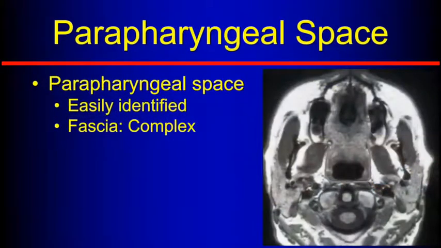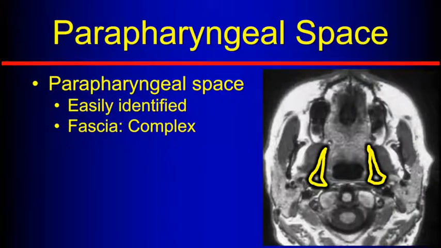So I'm going to take this same axial T1 image without contrast, and I'm going to outline all of these spaces for the suprahyoid neck. We're going to look at graphics, and we're going to look at CT and MRI of this anatomy and talk about what lives in each of these spaces as we go through the extracranial head and neck. So first, we have the parapharyngeal space, and I'm going to outline each of these spaces here.